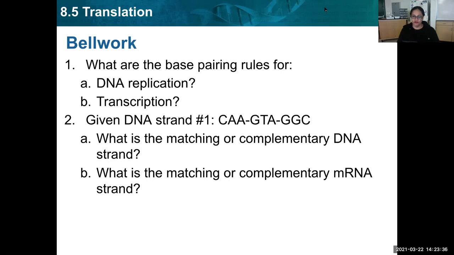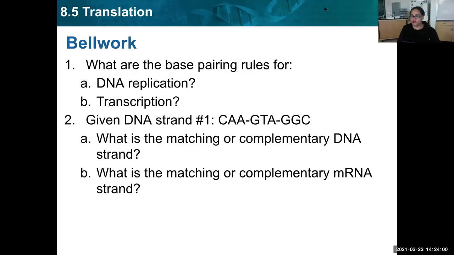So who remembers the base pairing rules for replication? What goes with what? Yep, Desiree got it. She's first. A goes with T and C goes with G. So if a question asks for replication or asks for a complementary DNA molecule, you're using the basic Chargaff's rules, A and T and C and G.